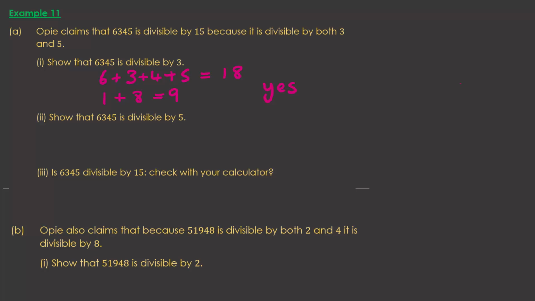Show that 6,345 is divisible by 5. Well, we can see the last digit is 5. So that's a yes. Remember, for 5, the last digit is a 5 or a 0.